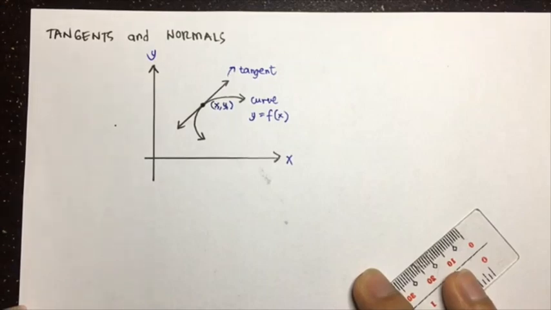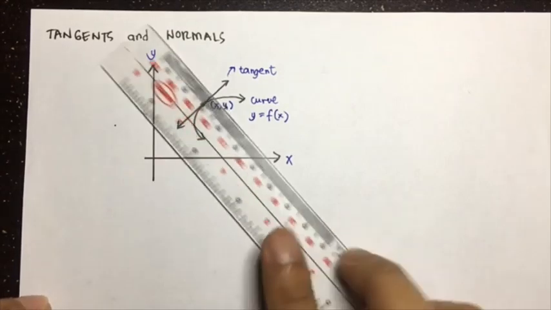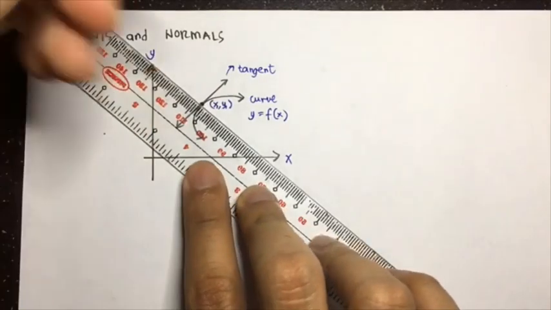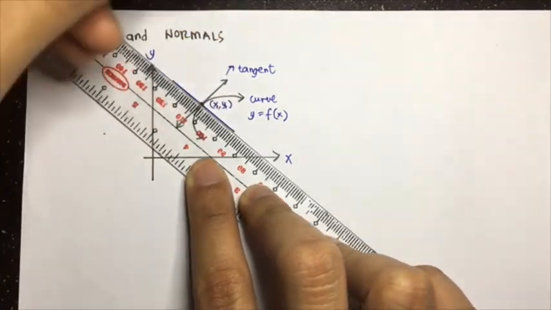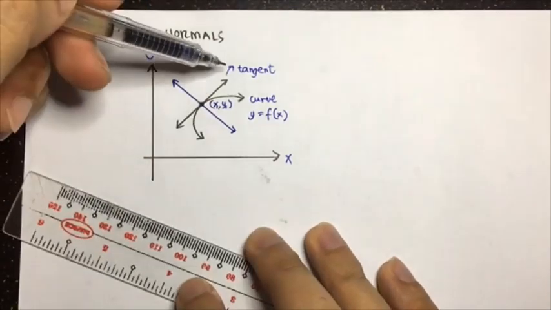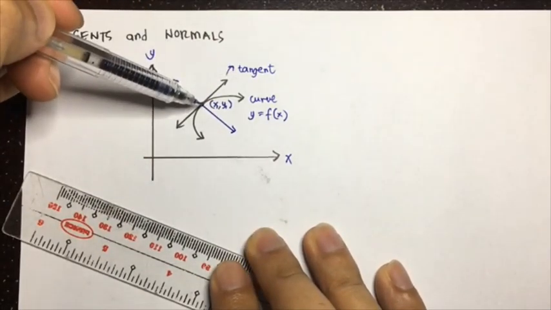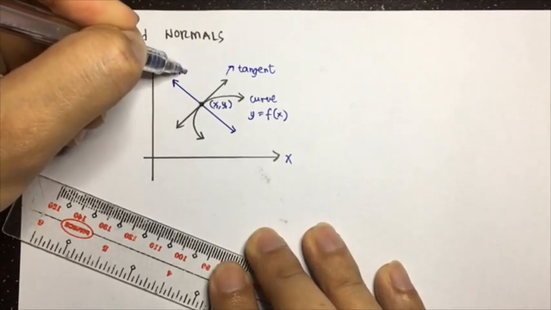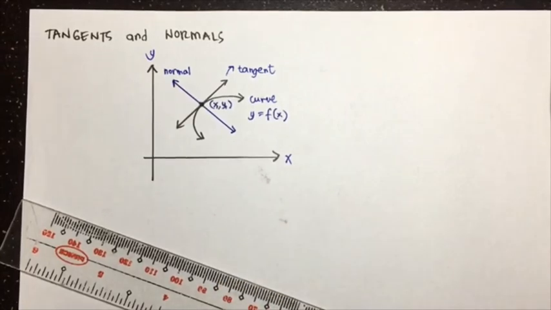And then the normal. The normal line is a line perpendicular to the tangent line, also passing through the point of tangency. So this common point here, and this is the normal line.